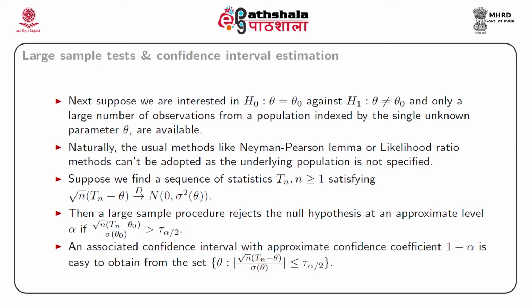which is defined as the absolute value of square root of n (Tn minus theta) divided by sigma theta less than or equal to tau alpha by 2. So, just inverting this set, keeping theta in the middle, we can get a random interval with coverage probability 1 minus alpha, of course in large samples. So let us illustrate the main idea using some examples.